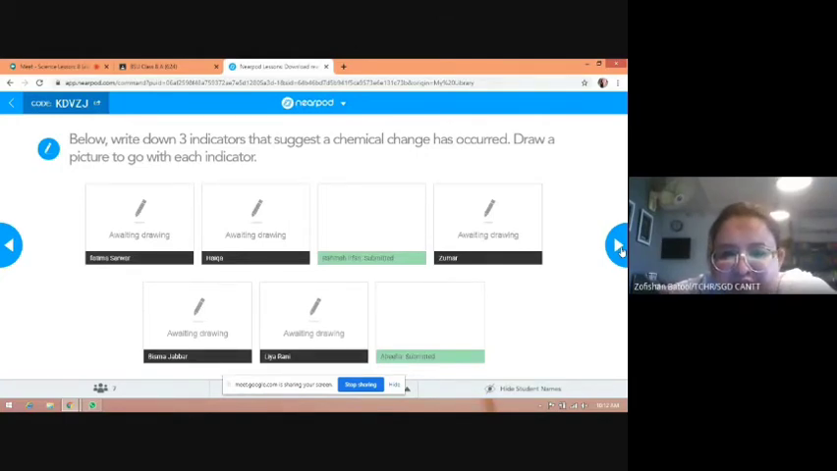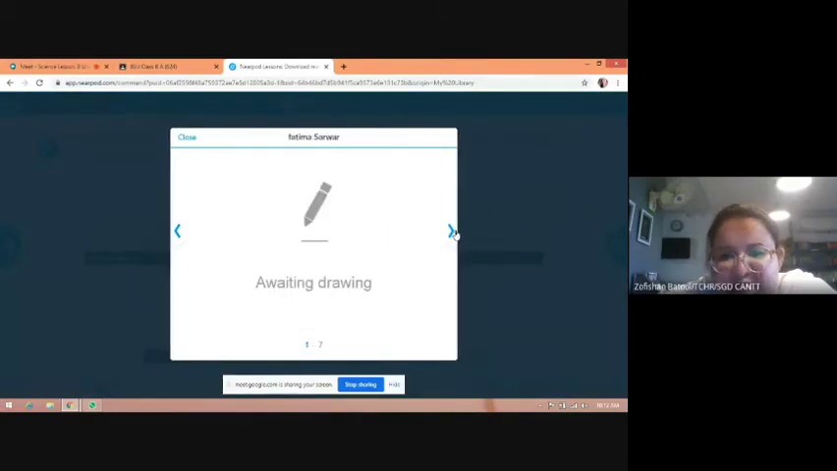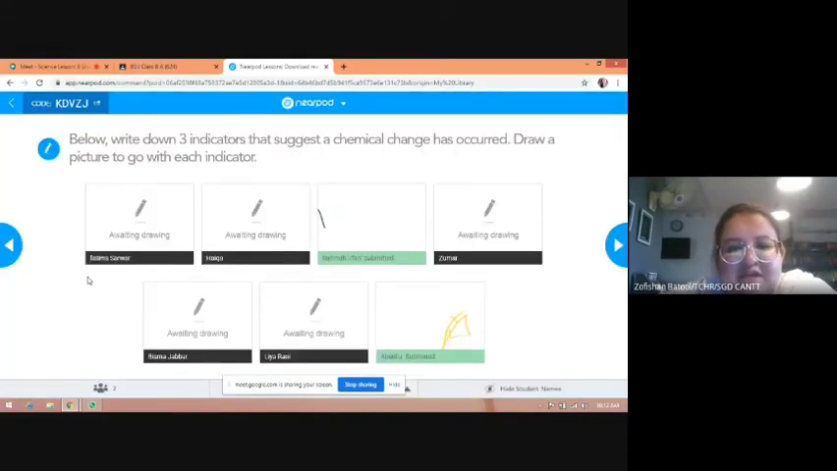Write down three indicators that suggest a chemical change has occurred. You can add a picture to it. No need to draw it. Please just add pictures of an indicator. For example, color change. So you can add a picture over here for color change.